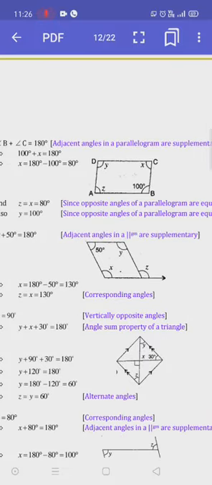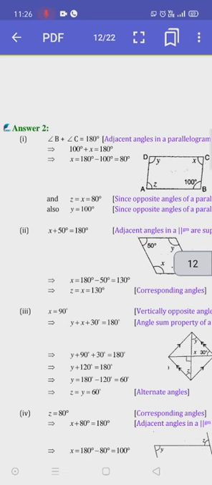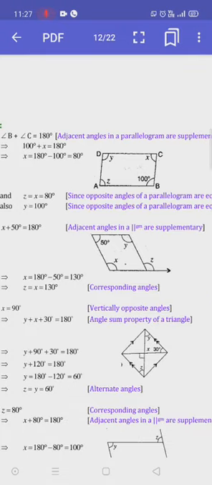So my dear students, please pay attention. See the relation between x and 50. x and 50 are adjacent angles. Okay, it is written x plus 50 equals 180. 50 you can transfer, so x equals 180 minus 50, 130 degrees. Because x and 50 are adjacent angles. Adjacent angles in a parallelogram are supplementary. Supplementary means 180. So x equals 180 minus 50, 130 degrees.